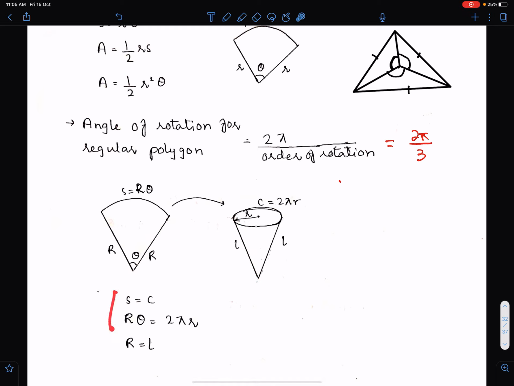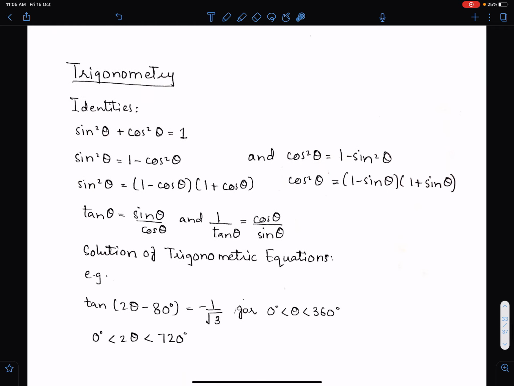So make sure you remember these two transformations, these two relations of sector and cone. Trigonometry.